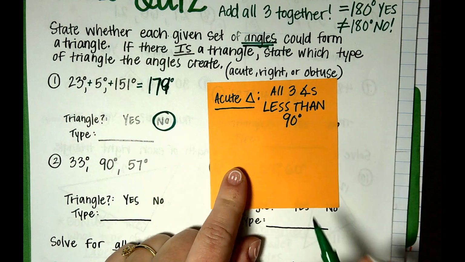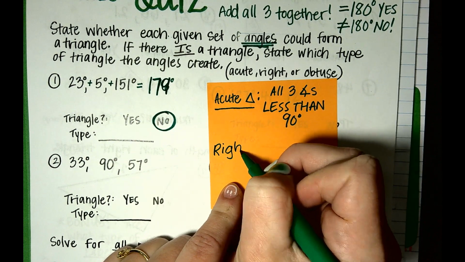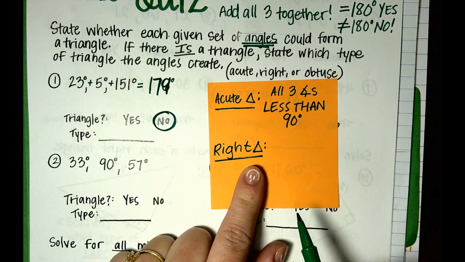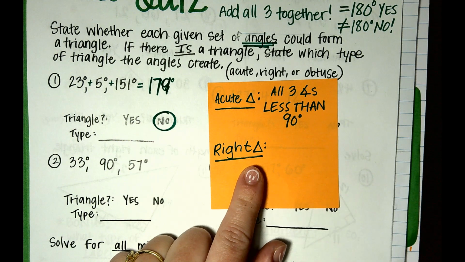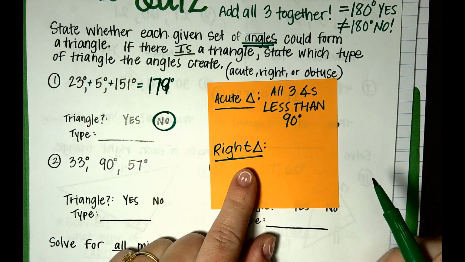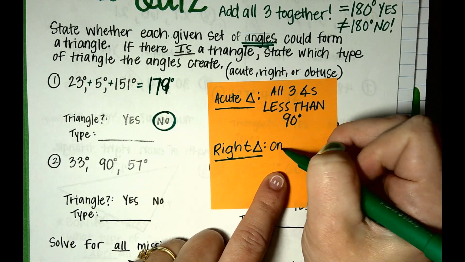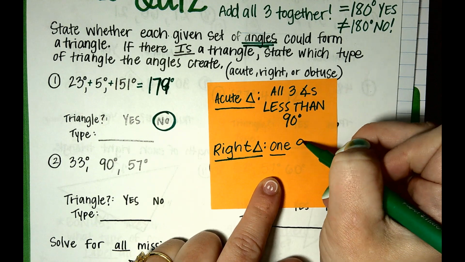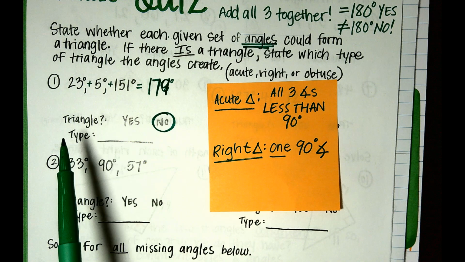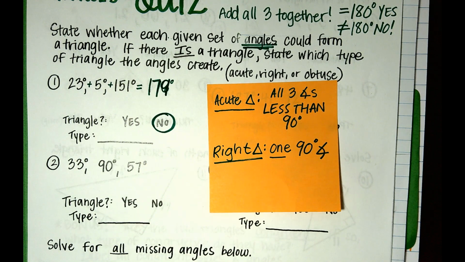Okay, now what makes a triangle a right triangle? 90 degrees. It will have at least one 90-degree angle. Actually, not at least one, only one. You can't have more than one 90-degree angle, can you? One 90-degree angle. So if, as we're looking through the 3 angles given to us, you see 90 even one time, it's a right triangle.